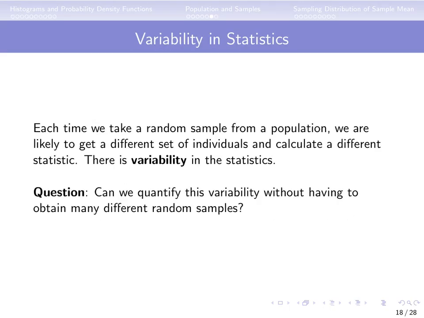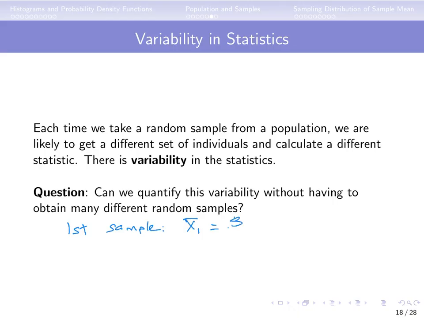So each time we take a random sample from a population, we're likely to get a different set of individuals, and we calculate a different statistic, right? There is variability in the statistics. So let me just maybe draw this out a little bit more. You have your first sample, and then you find a sample mean. So I'm going to put x bar subscript 1 to represent it from this first sample, and maybe this is a value. And we were talking about average income for American adults.